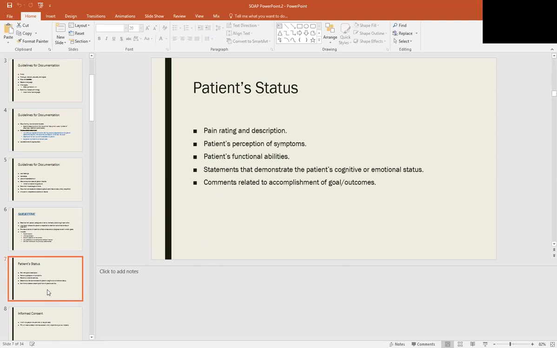So the patient's status, you can get information on their pain rating and description. We've been using WILDA. So again, you guys have already been exposed to a little bit of documentation before this class. The patient's perception of their symptoms, their functional abilities, any statements that will demonstrate the patient's cognitive or emotional status. So sometimes we get patients who might be very emotional. Maybe a family member just passed away and they don't want to participate in therapy. That's a pretty significant reason.